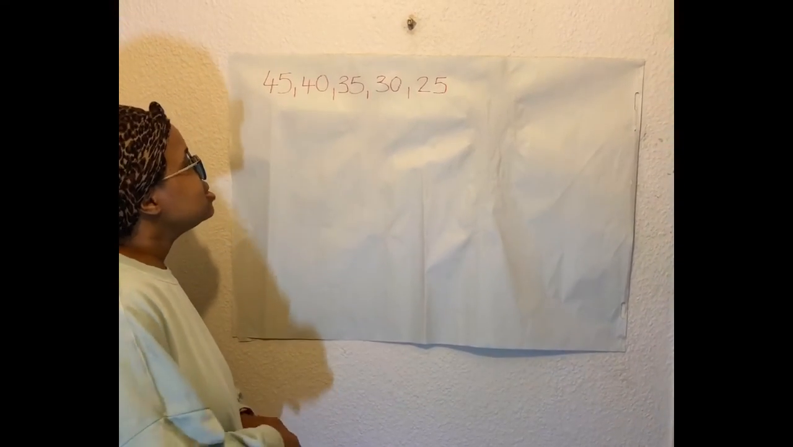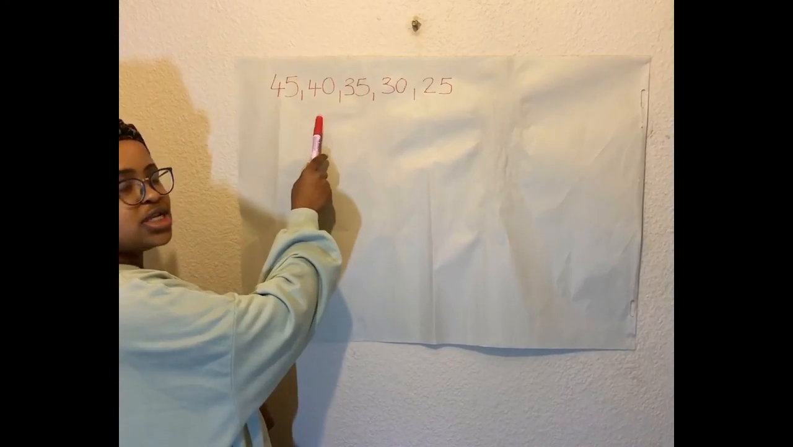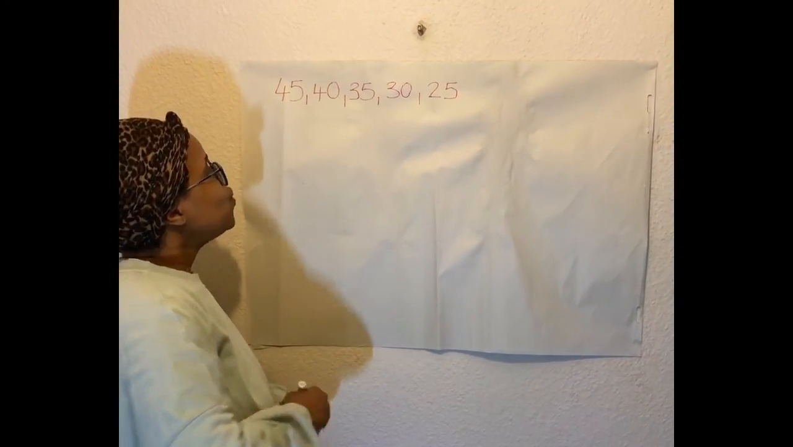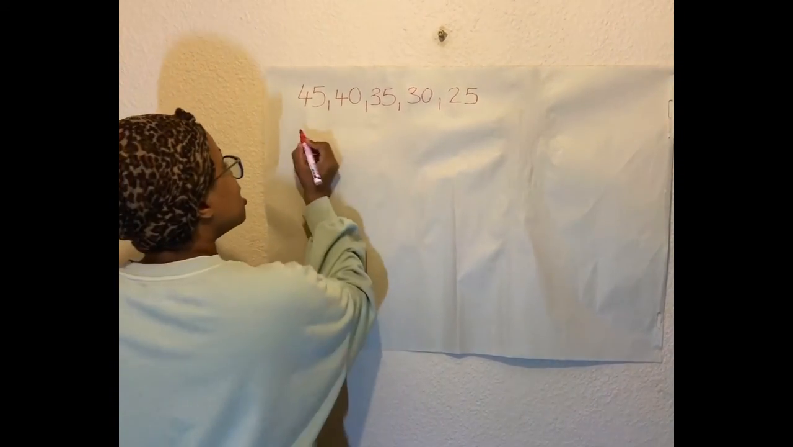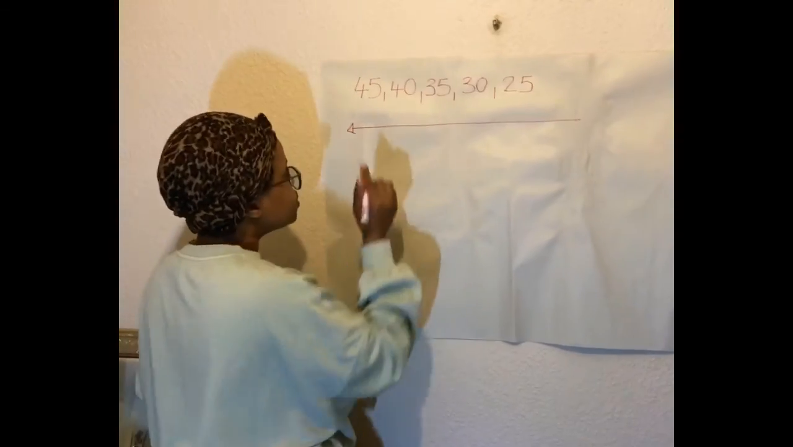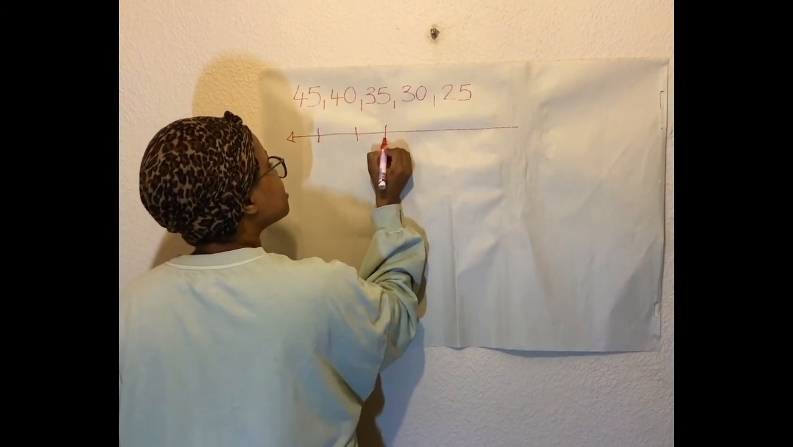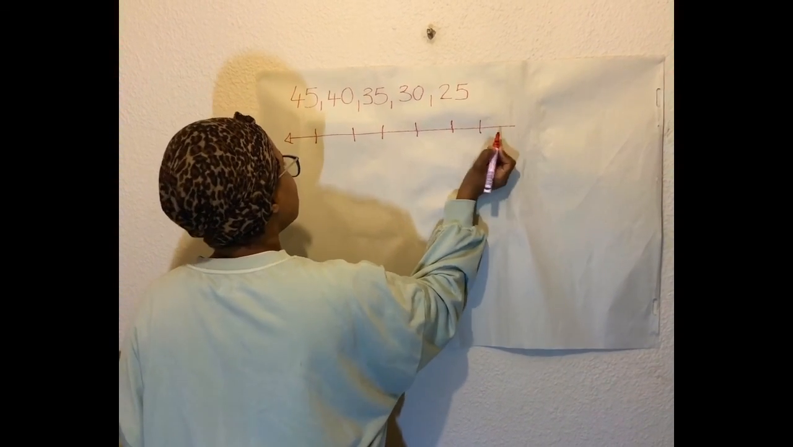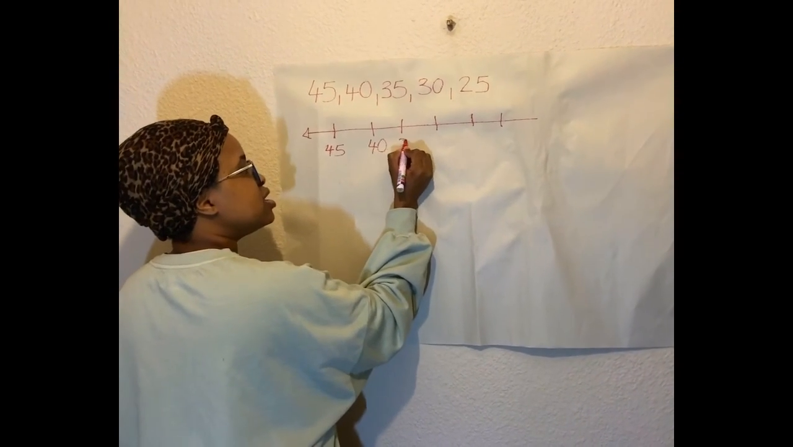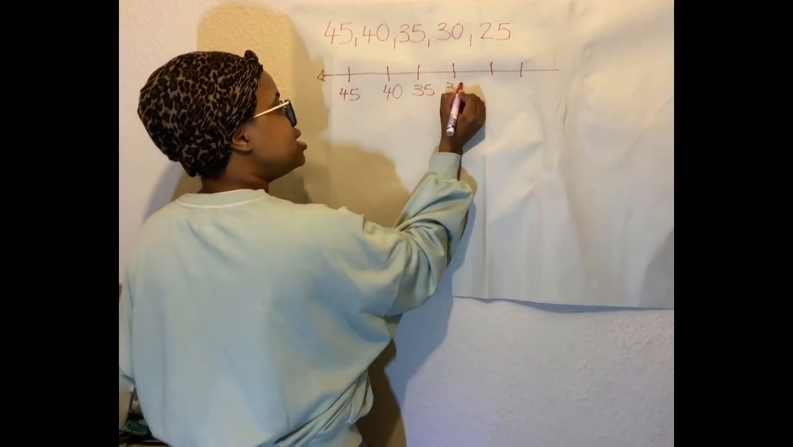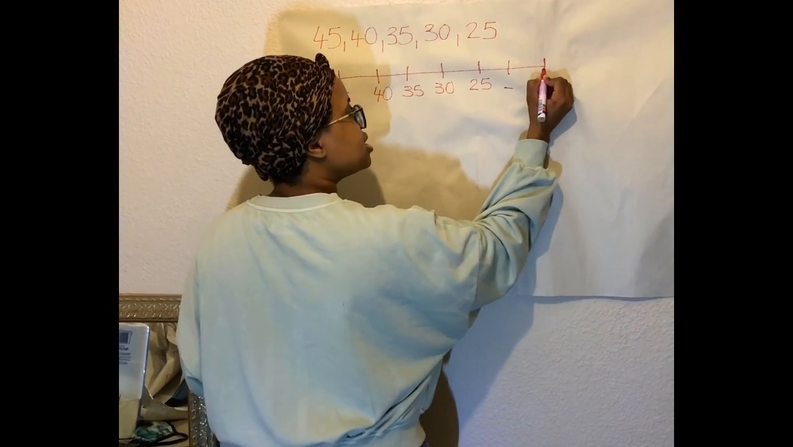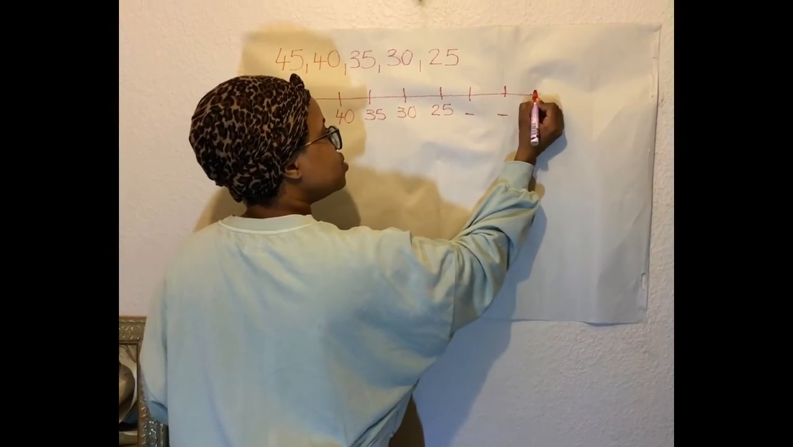For our last pattern, we have 45, 40, 35, 30, and 25. So, to find the rule for this pattern, we're going to use our number line. Again, we're always going to use our number line because it helps us find the rule. 45, 40, 35, 30, 25. And then we're going to find the next two numbers using the rule.